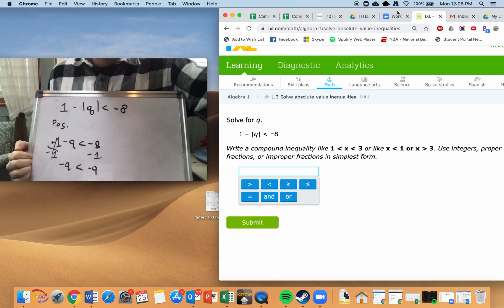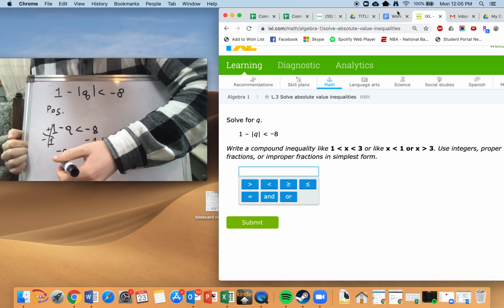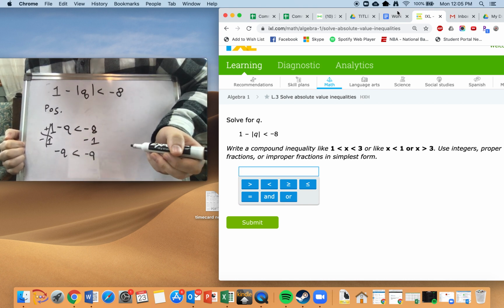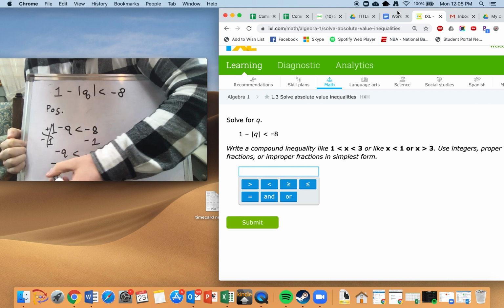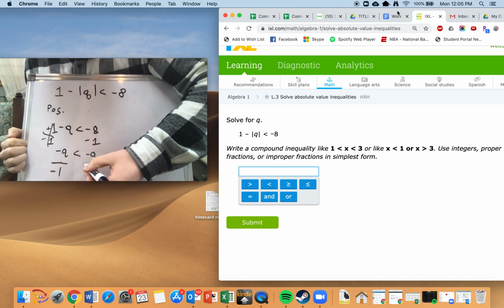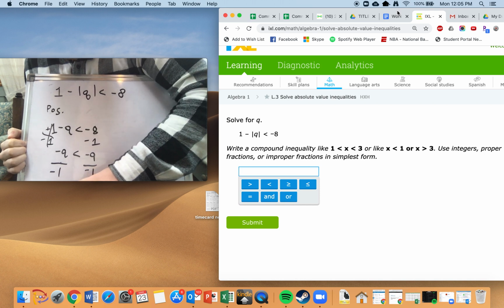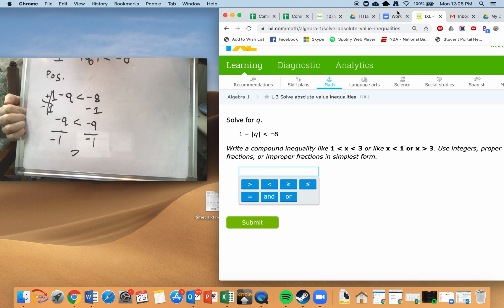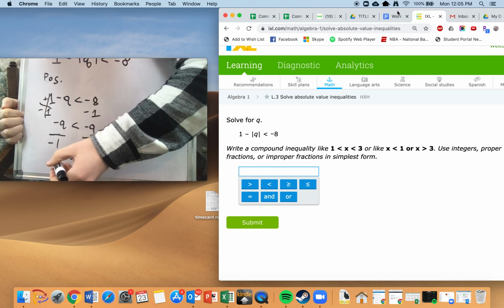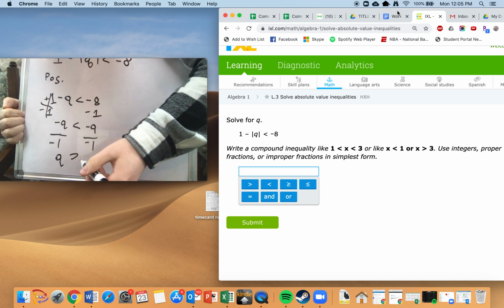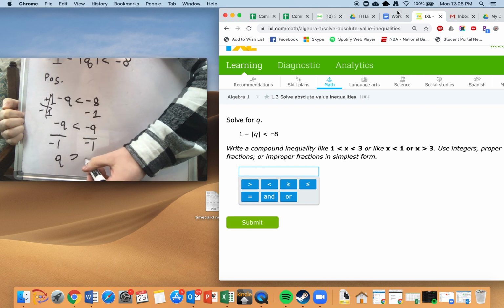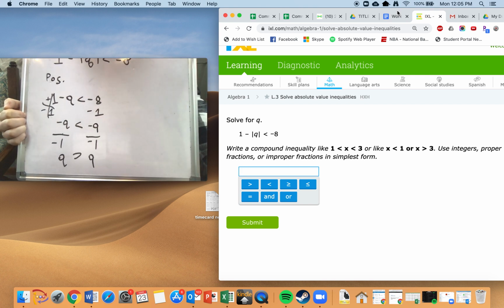Again, if you're not sure about these, feel free to use a calculator. It's okay. Hopefully you're starting to see that when I have something that looks like this, I'm dividing by negative 1 to get rid of that negative. And when I divide by a negative, I have to change the sign. So that gives me q, and then negative 9 divided by negative 1 is positive 9.